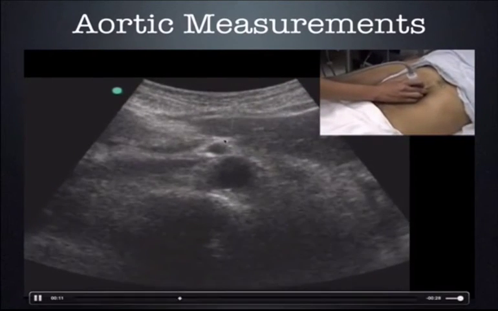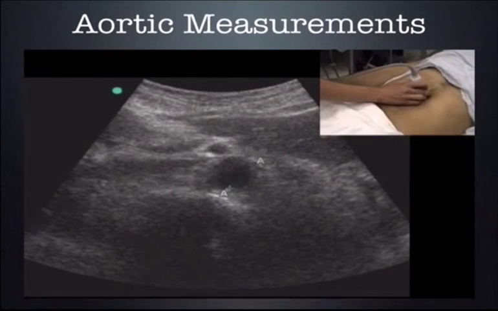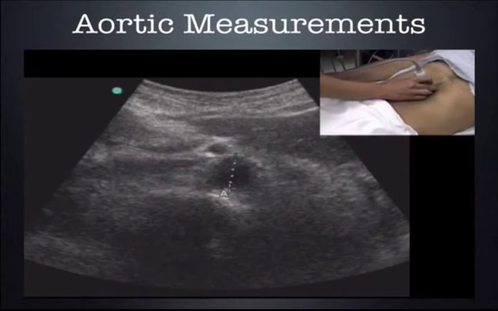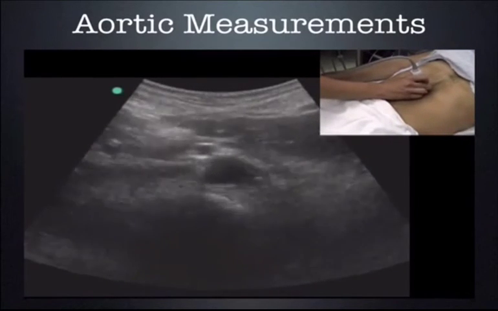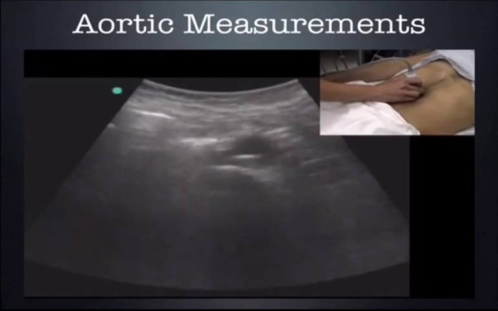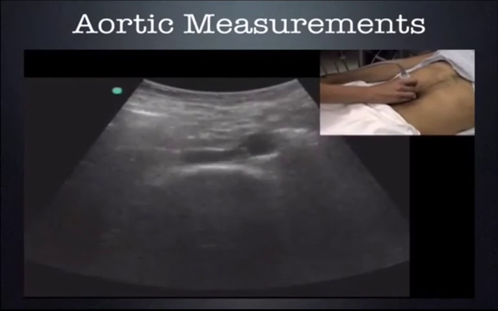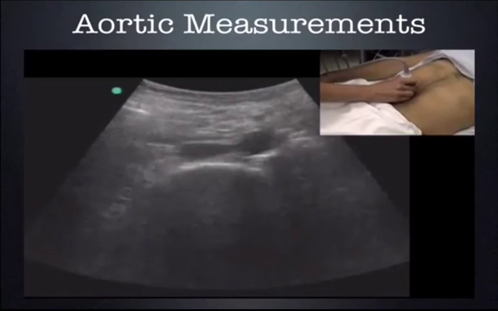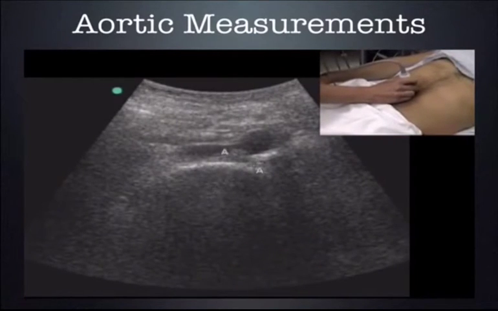Here is the superior mesenteric artery. So this is our middle segment. Then last, we're going to go down to the bifurcation and then come back up another 1 to 2 centimeters. There's the bifurcation. So let's come back up and freeze the image and measure outer wall to outer wall.